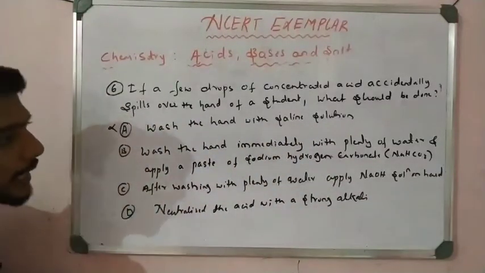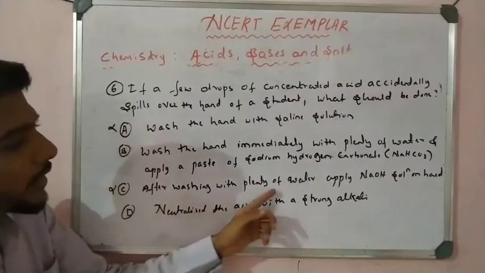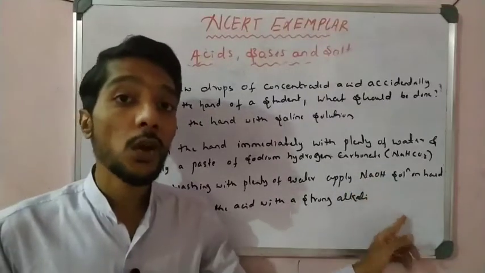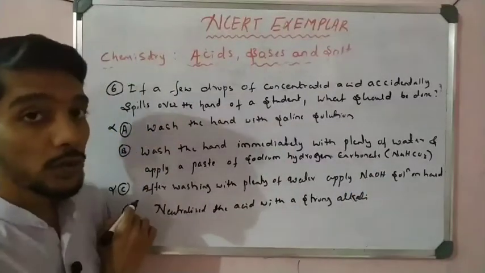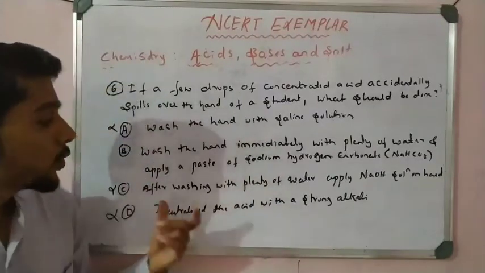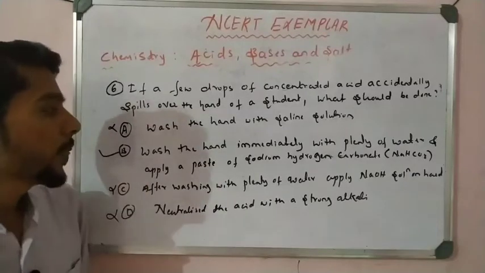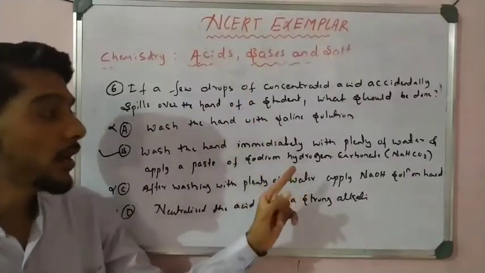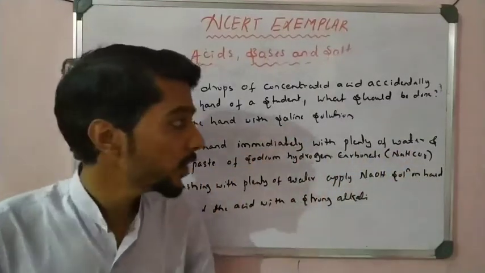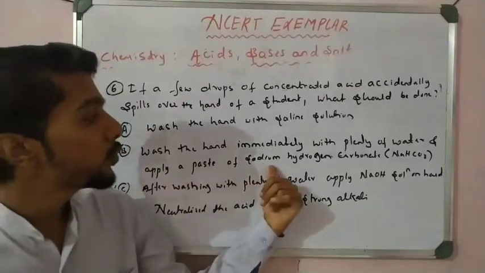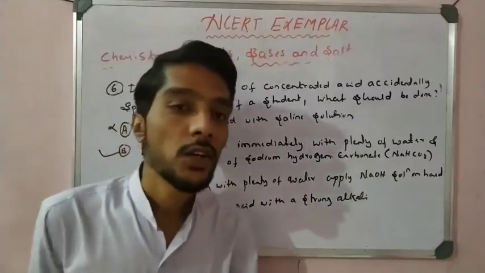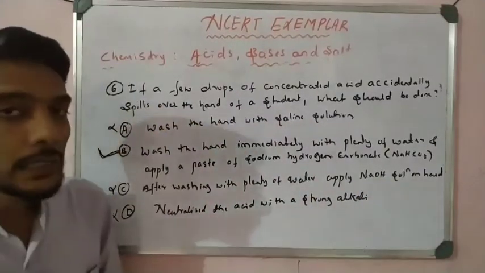The first is not correct, and after washing with plenty of water, applying NaOH should not be done, because NaOH is a strong base of corrosive nature, not suitable for use on skin. D is also not suitable, because an alkali is not used on skin. So the correct answer is B. Whenever such an incident happens in the laboratory, you must first immediately wash the hand with plenty of water to decrease the temperature, and next apply the paste of sodium hydrogen carbonate, which is a base that neutralizes the action of the acid.